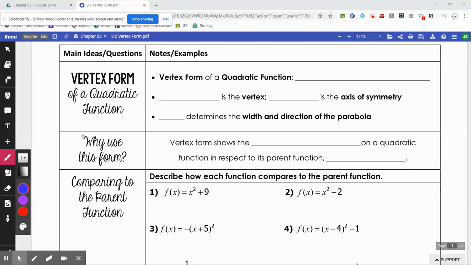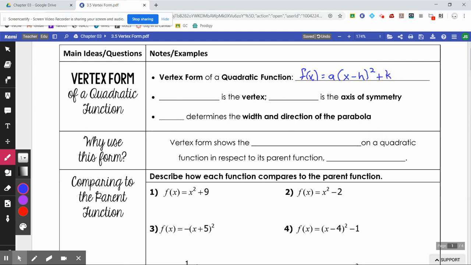Okay, in this video, we're going to be talking about the vertex form of a quadratic function. In the same way that an absolute value function has a vertex form, so does a parabola. Now, this is going to look very similar to that absolute value equation. So, vertex form of a quadratic function looks like this: f(x) = a(x - h)^2 + k.